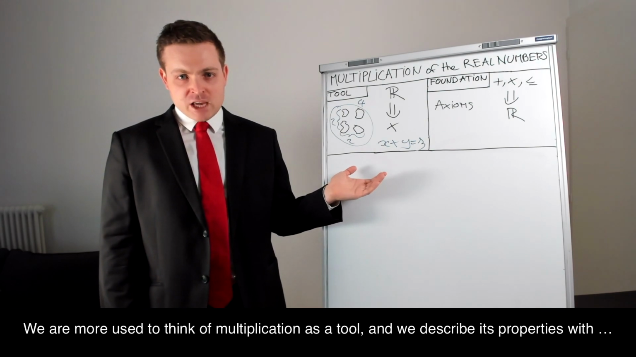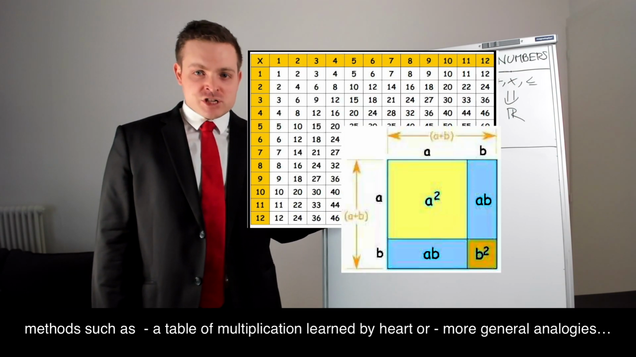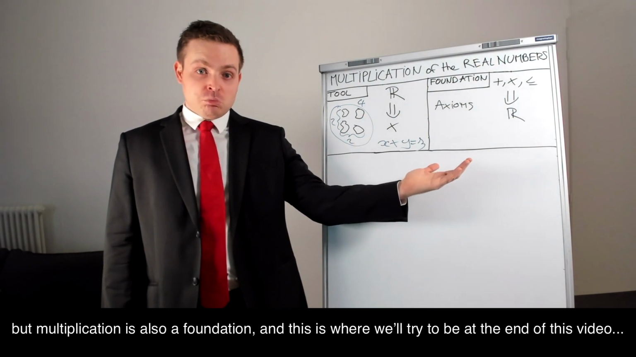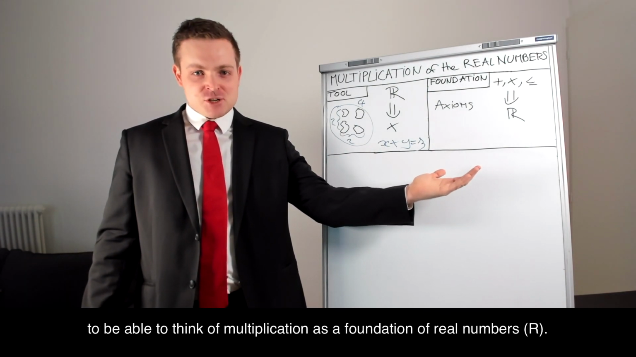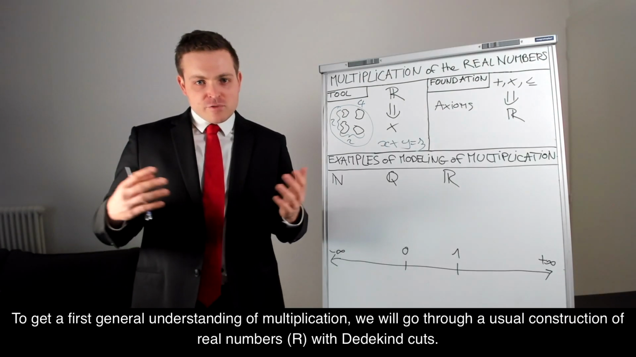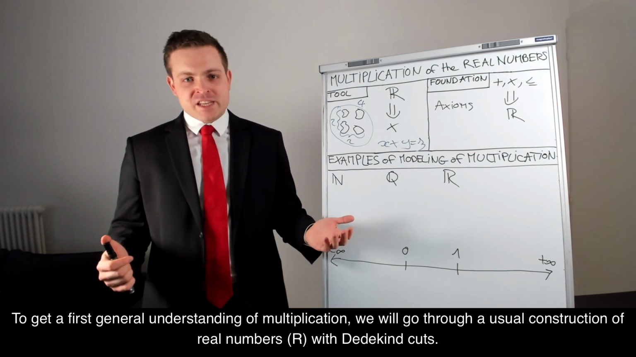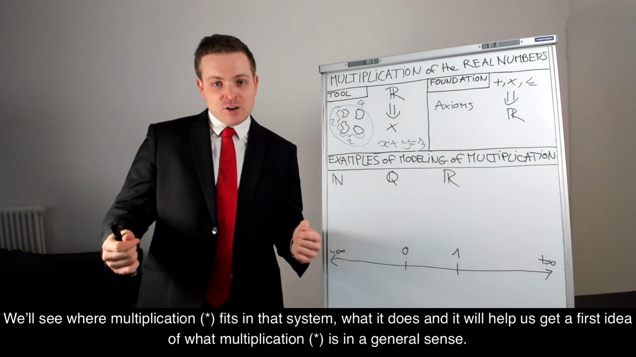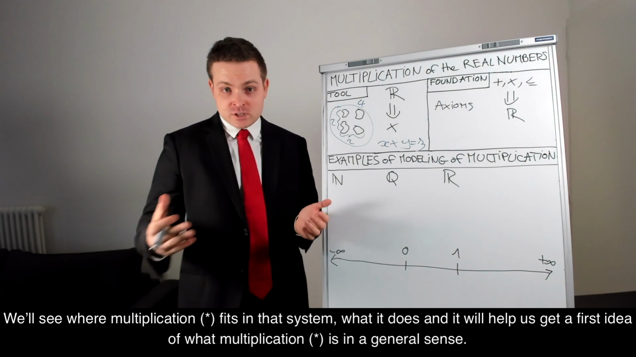We are more used to think of multiplication as a tool, and we describe its properties with methods such as a table of multiplication learned by heart or more general analogies. But multiplication is also a foundation, and this is where we'll try to be at the end of the video, which is to be able to think of multiplication as a foundation of real numbers. To get a first general understanding of multiplication, we'll go through a usual construction of real numbers with Dedekind cuts. We'll see where multiplication fits in that system, what it does, and it will help us get a first idea of what is multiplication in a general sense.